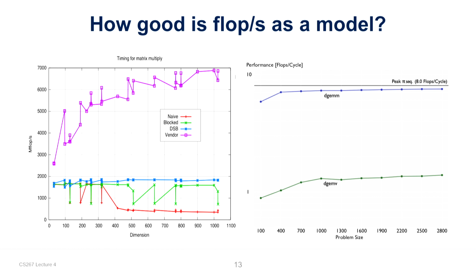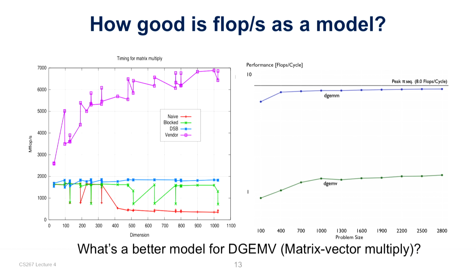Just different normalization. So what you can see from this is that the number of floating point operations in DGEMM per cycle is much higher than the number in matrix vector multiply. So matrix matrix is much higher, which we knew from talking about this last time. And so what is a better model for DGEMV performance, that is matrix vector multiply, rather than the peak flops machine?